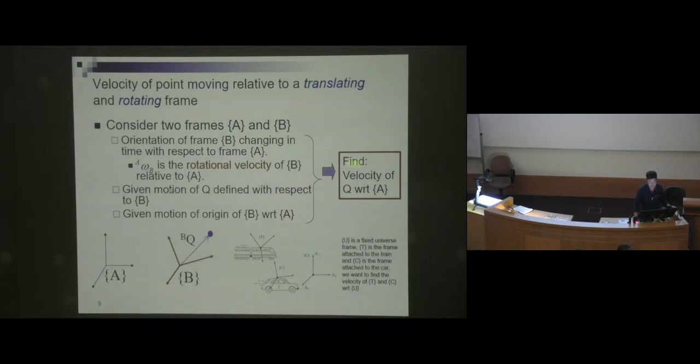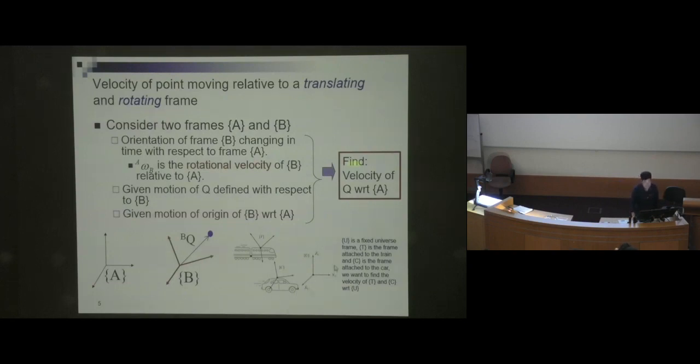So this is the definition. If I'm given the motion of Q defined with respect to B, and given the motion of the origin of B with respect to A, I want to find the velocity of Q with respect to A. Looking at this frame here, it may not give you a link to the physical world, so we'll demonstrate it in an example.